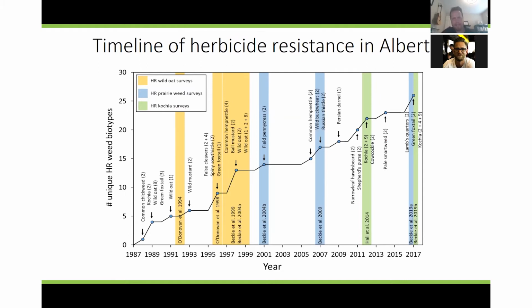Okay. So most people on the webinar are saying that 60% of annual cropped fields are infested with a herbicide-resistant weed, which is actually very close, essentially right on.